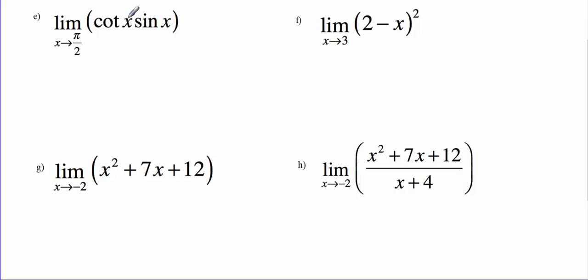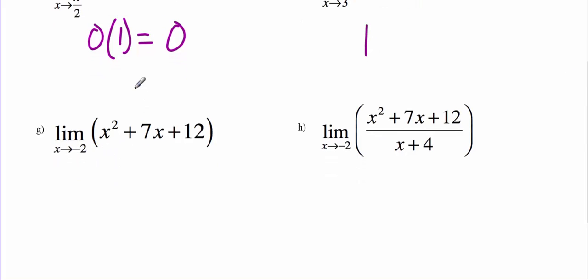So here we go. The limit as x approaches pi over 2 of the cotangent of x times the sine of x. Now remember, pi over 2 is at the top of the unit circle, so our ordered pair there is 0, 1. So your cotangent would be 0, and your sine function there would be 1. So you have 0 times 1, or simply 0. And I'm going to do these last couple fairly quickly. When we plug in 3 there, we'll square it, and we'll just get 1. Here, when we plug in negative 2, it's 4 minus 14. That would be negative 10 plus 12 would give us 2.